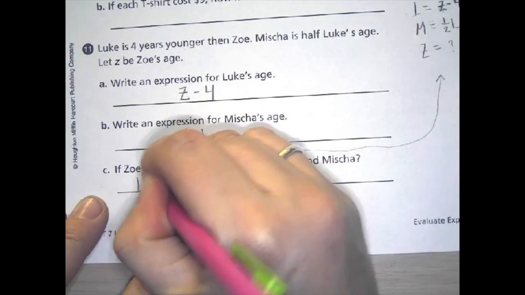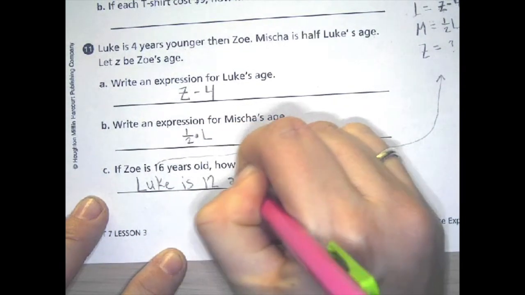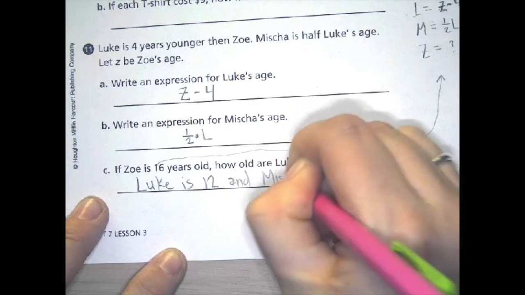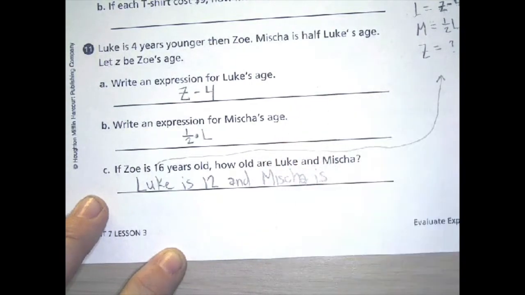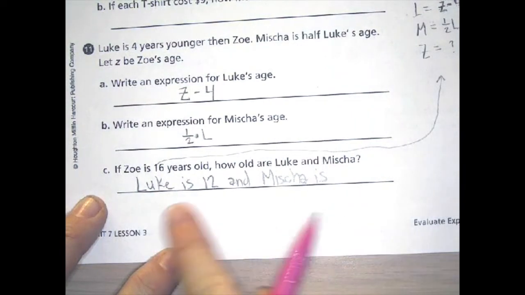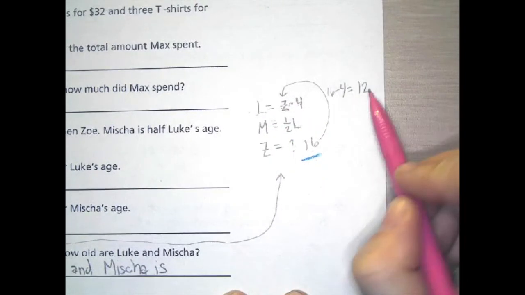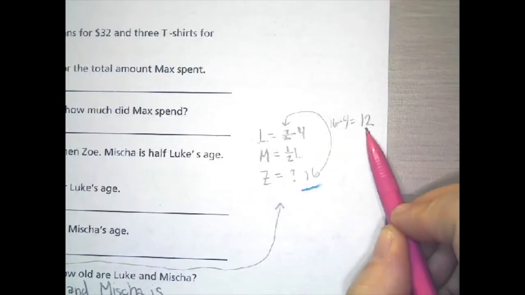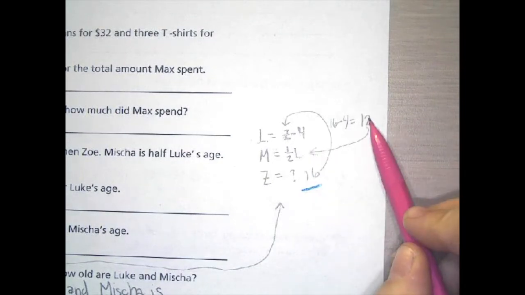16 minus 4 is 12. How old is Luke, everybody? 12. So that's the first part of the question. How old are Luke and Misha? Luke is 12. And Misha, don't answer it out loud. And Misha is, I don't know yet.